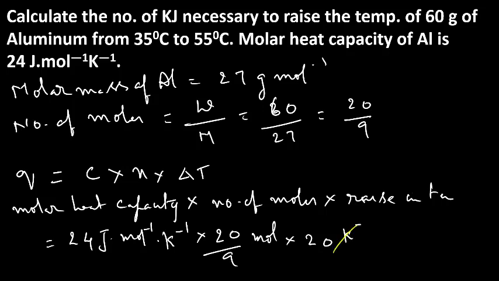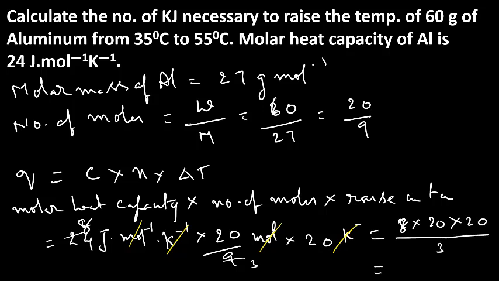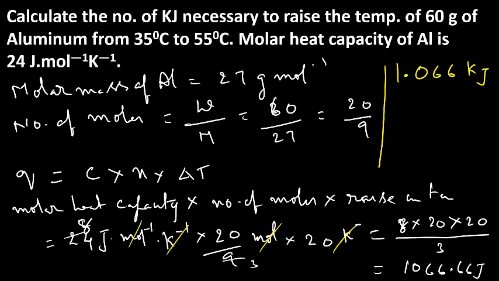So here K and K minus 1 get cancelled, mole minus 1 get cancelled. So therefore this equal to 8 into 20 into 20 by 3. So this is equal to 1066.66 joule. Therefore final answer is 1.066 kilojoule. So this is the answer.